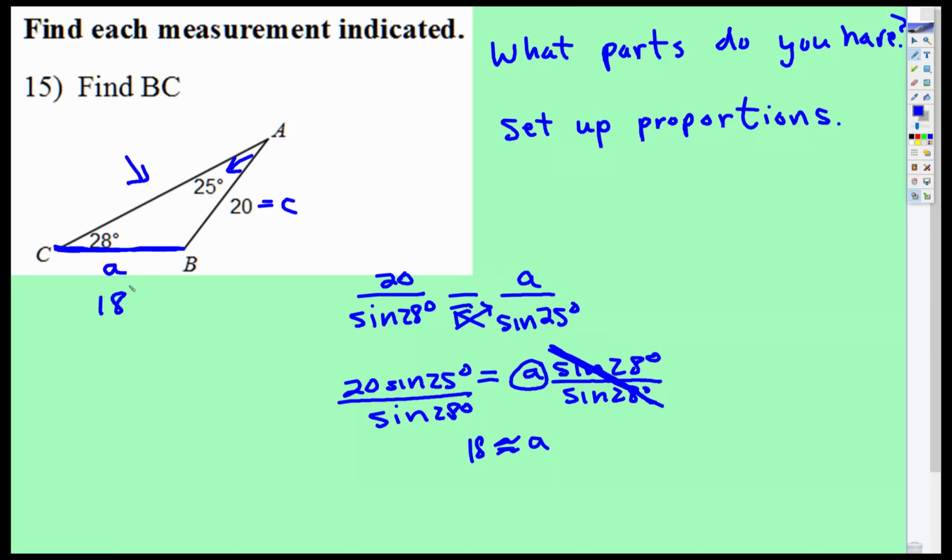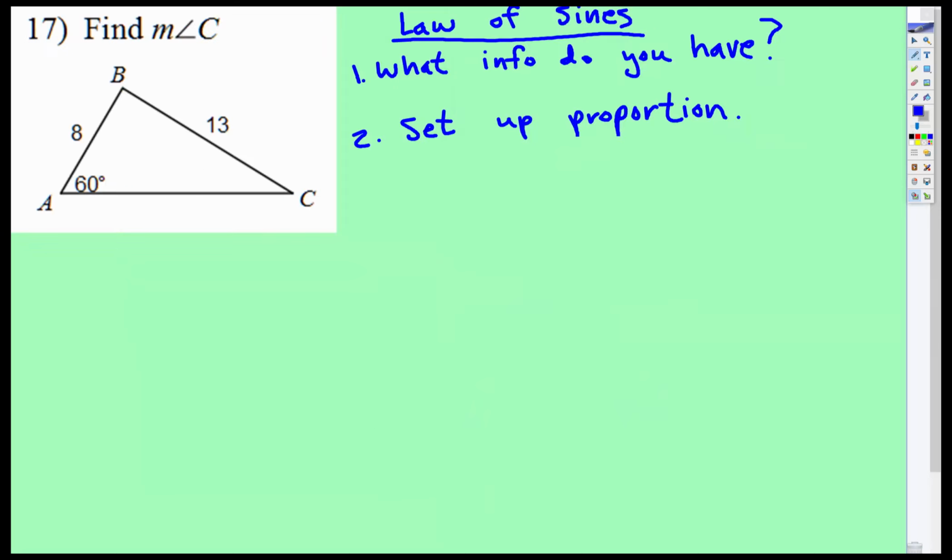All right, so find the measurement indicated. Well, we know what A is, so BC is about equal to 18, and that's all it's asking. So let's try another one. Law of sines, what do you have? We need to find angle C right here, which I won't call theta because it's just being called angle C. So what we do have is angle A and side A.